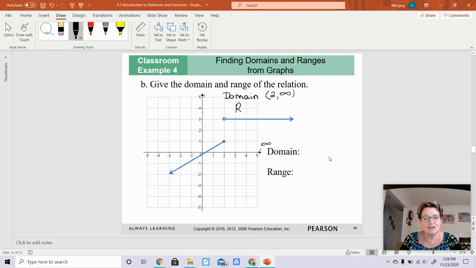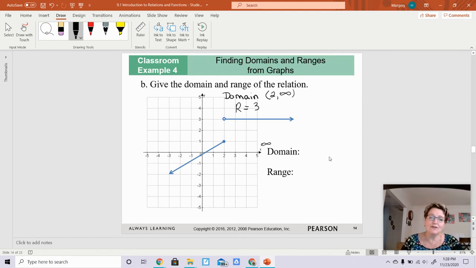Now, the range, though, is only at 3. This is a horizontal line, so the range is just 3. It's just 3, forever 3, just 3. Okay, so I wanted to let you guys know that that's just 3.